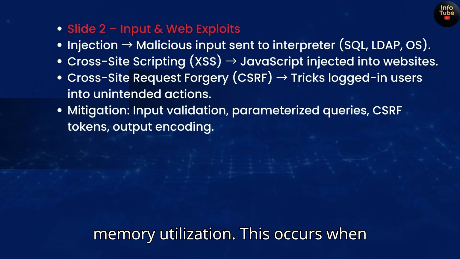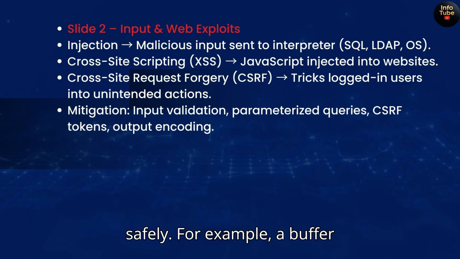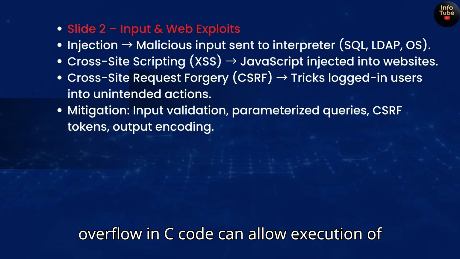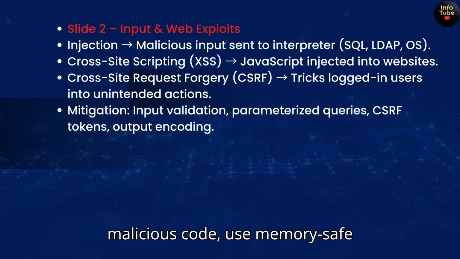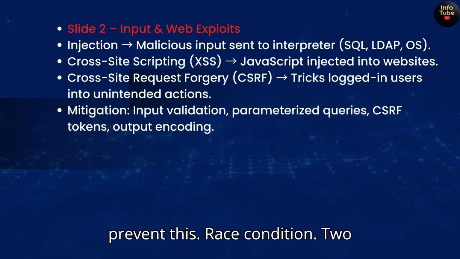Unsafe memory utilization. This occurs when applications fail to manage memory safely. For example, a buffer overflow in C code can allow execution of malicious code. Use memory-safe languages and compiler protections to prevent this.